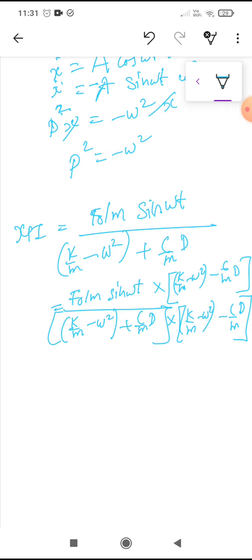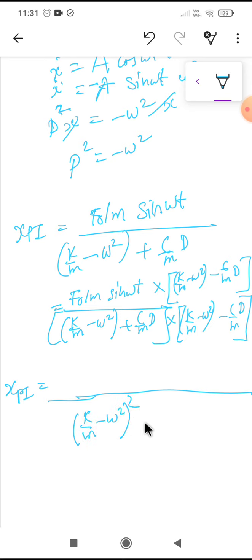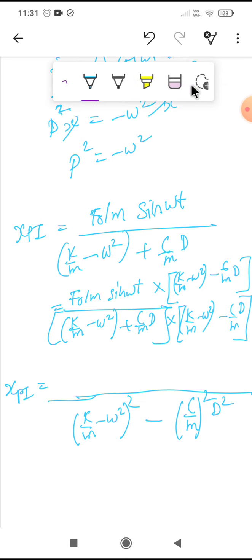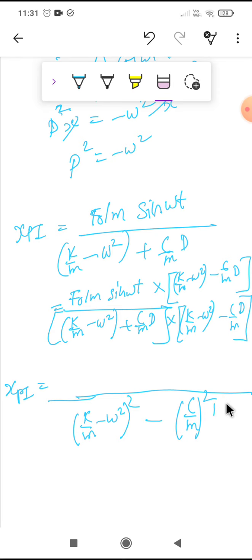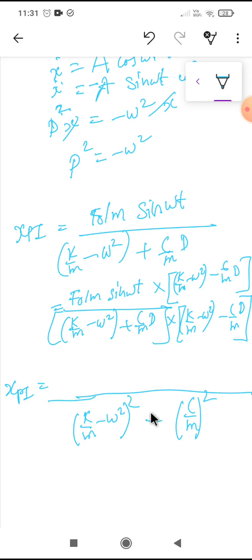So what will be the value of x_pi? x_pi will be equal to, let's start with the denominator first. It will be k by m minus omega square, whole square, minus c by m whole square, and D square. Now instead of D square I can write minus omega square. So instead of D square I will write minus, so minus minus plus omega square here.